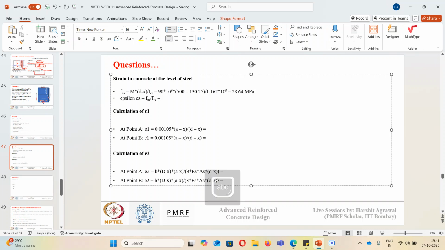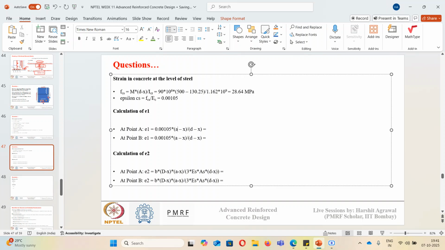When you do this calculation, the stress in the steel will come out to be 28.64 MPa. Then epsilon Cs you can calculate from stress upon modulus of elasticity of steel. So it will come out to be 0.00105. Okay, so this is epsilon Cs, strain in concrete at the steel level.